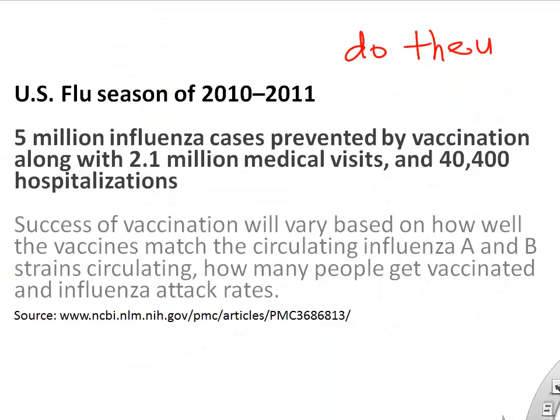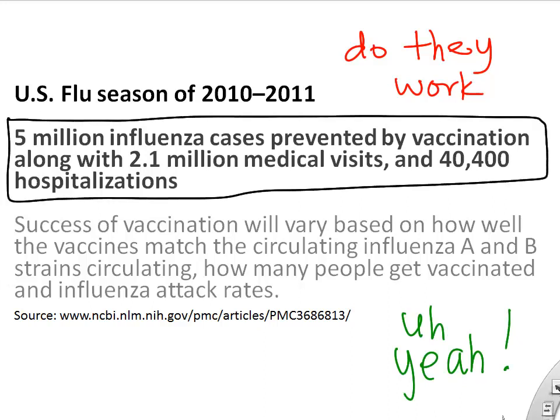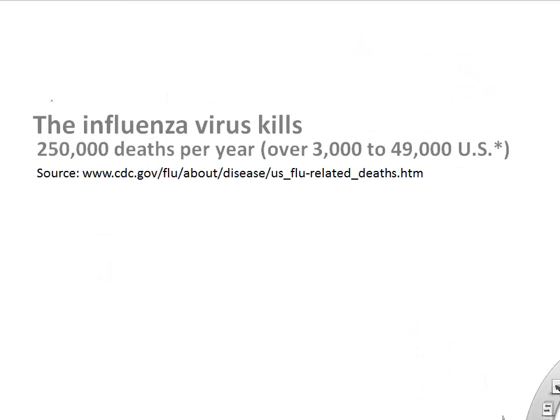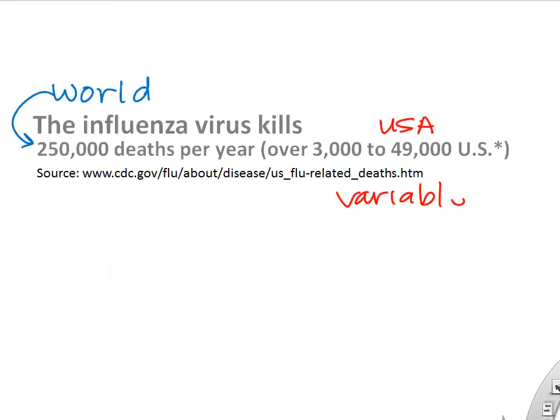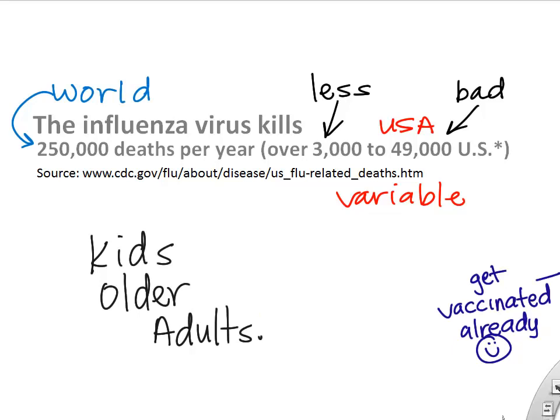So do flu vaccines work? Well, according to science, it does reduce the number of flu cases in a year, decreases the number of hospitalizations, and the amount we spend on healthcare. The other thing to remember is that the flu kills, and so vaccination helps protect people. So 250,000 people a year can die due to flu-related illness. In the United States, anywhere from 3,000 to 50,000 in a very bad flu year. And remember, the most vulnerable will be kids and older adults.